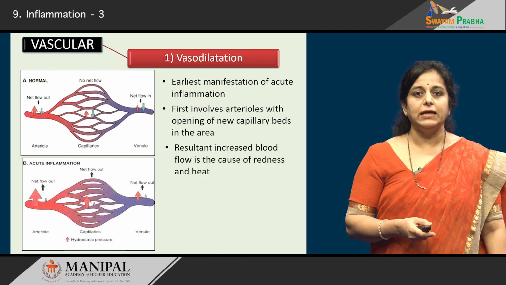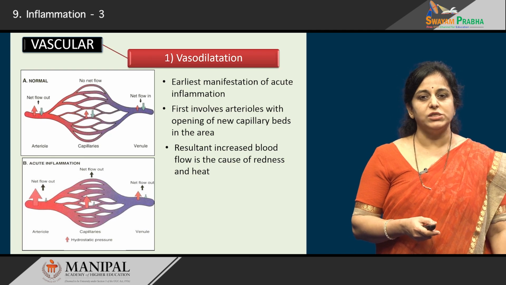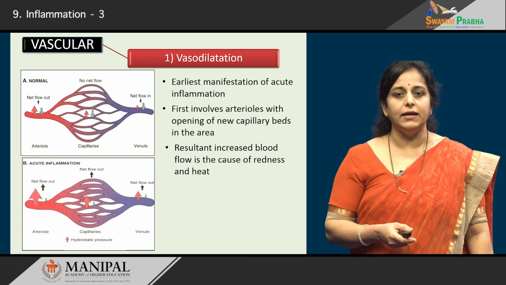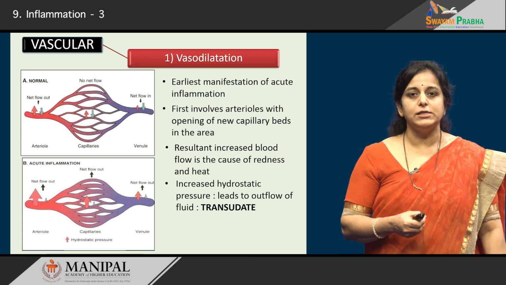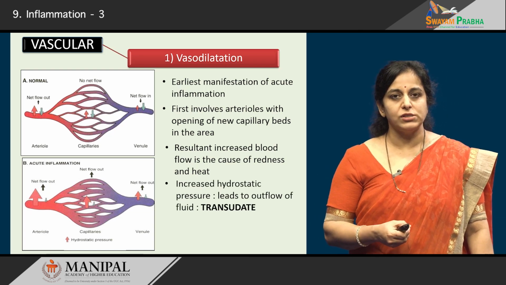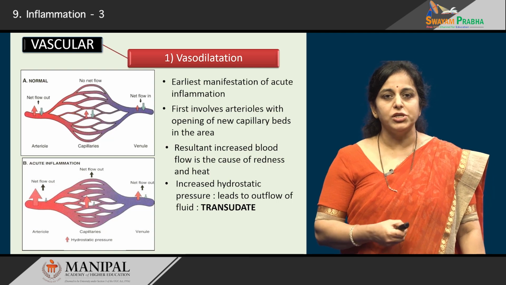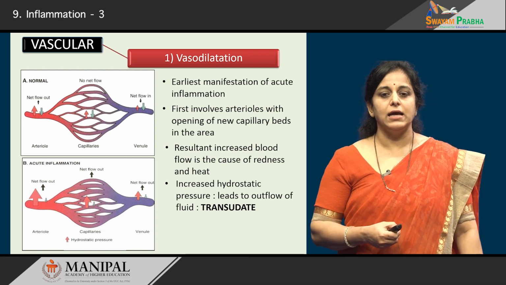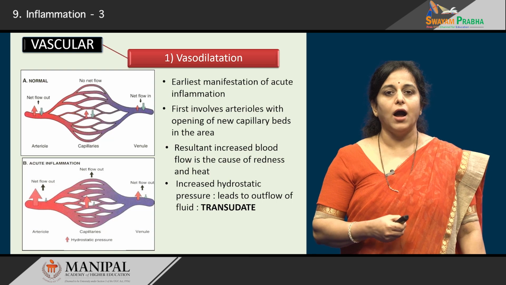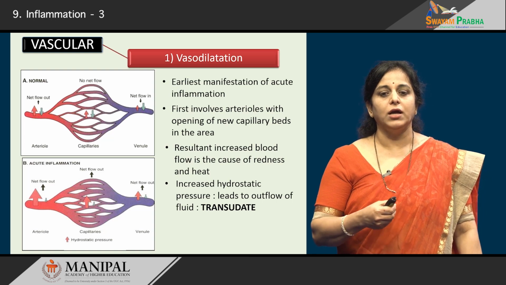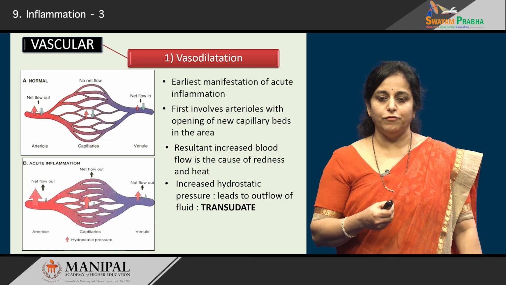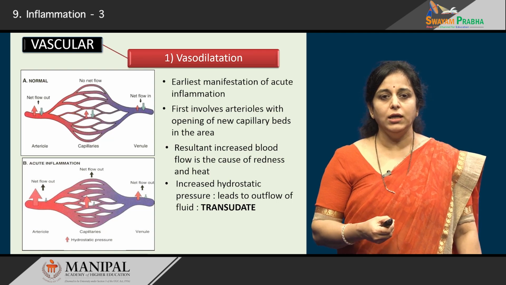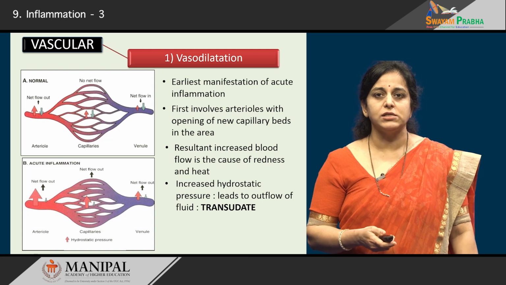This happens first in arterioles, with opening of new capillary beds in the area of inflammation. This results in increased blood flow to the area, which is the cause of redness and heat at the site of inflammation. Because of increased blood flow, there is an increased hydrostatic pressure. When the pressure within the blood vessels increases, there is an outflow of fluid out of the systemic circulation into the tissue. This outflow of fluid into the tissue early in inflammation is called transudate.